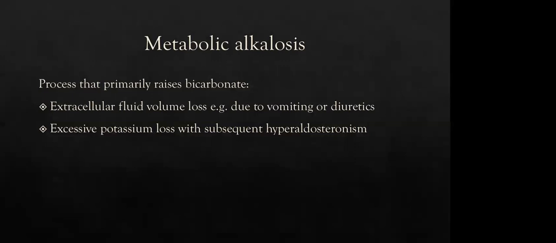The next one is metabolic alkalosis. In this disorder, there is primarily a rise in bicarbonate. It is caused either by extracellular fluid volume loss due to vomiting and diuretics, or by excessive potassium loss with subsequent hyperaldosteronism. In general, metabolic alkalosis is often accompanied by hypochloremia and hypokalemia.